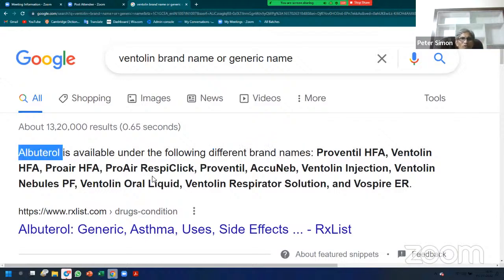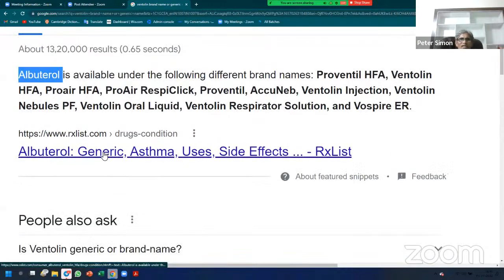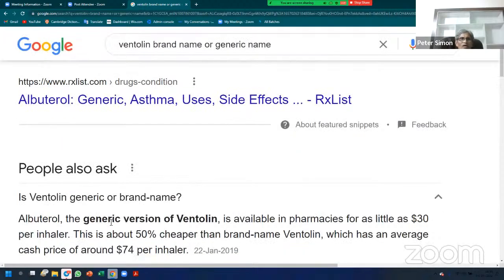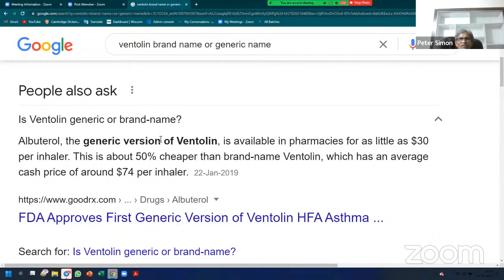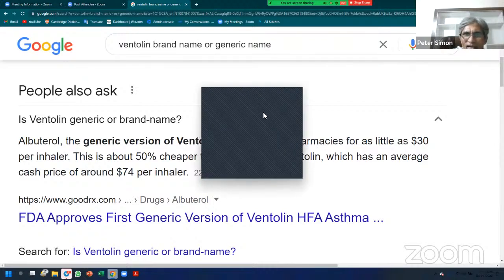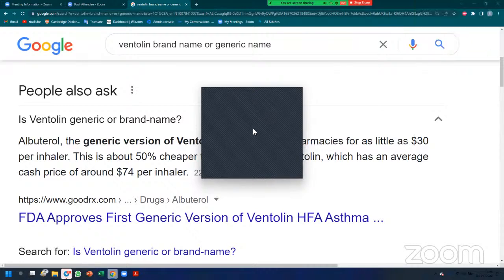When you are writing albuterol, you should write small letter. When you write albuterol as generic, you should write small letter. But when you write Ventolin, the brand, it should be capital letter. Albuterol, anywhere it comes in between, will be small letter. Now you understand the difference between generic name and brand name, Rachel? Dr. Rachel from the United Kingdom. Yes. You understand now?